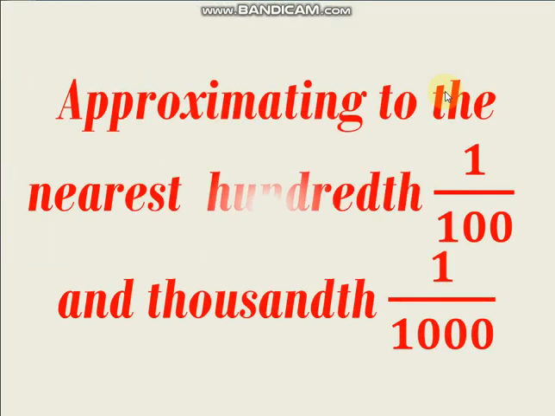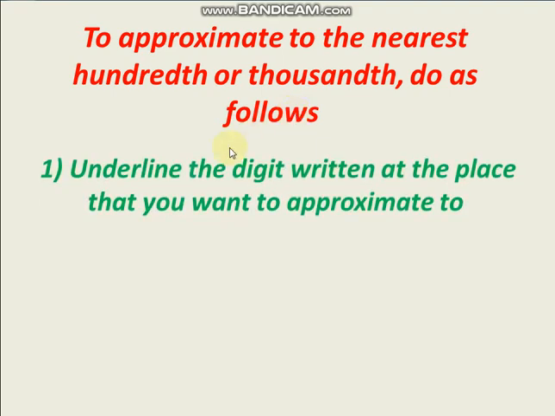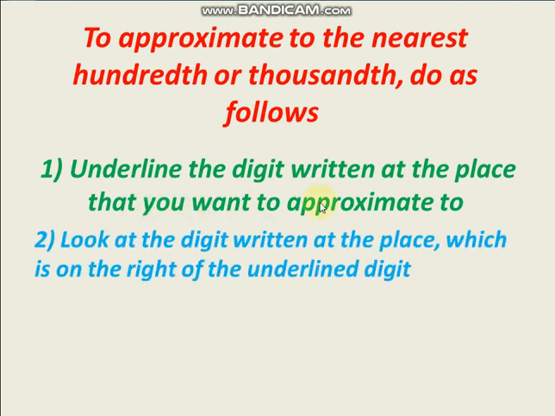It's about approximating to the nearest hundredths and thousandths. At first, to approximate to the nearest hundredths or thousandths, do as follows. First step, underline or put a circle around the digit written at the place that you want to approximate to. Step number 2, look at the digit written at the place which is on the right of the underlined digit.